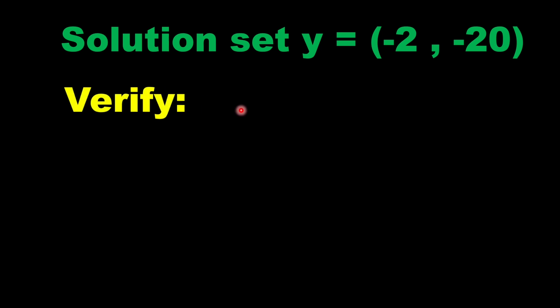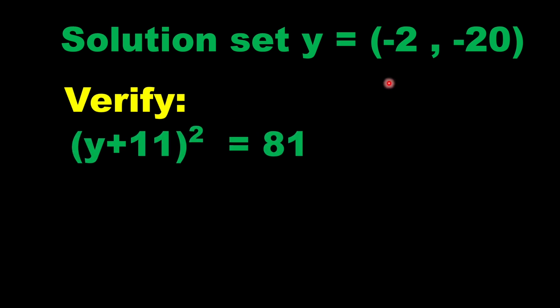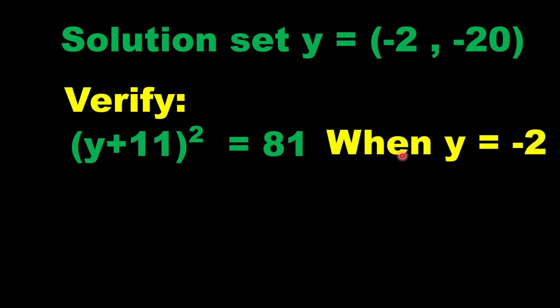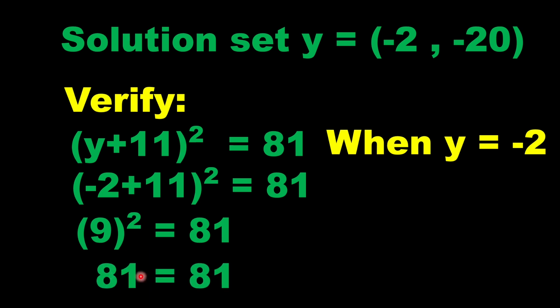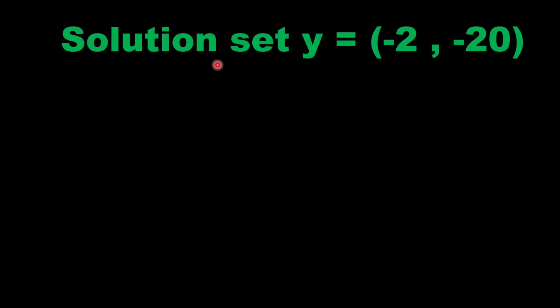First we will verify this equation for the value of −2. When y equals −2, we will put this −2 over here. So (−2 + 11)² = 81. −2 + 11 equals 9. So 9² equals 81. So 81 equals 81, it means that it satisfies the equation. So it means that −2 is the true or right value of y. Now let's check it for the value of −20.